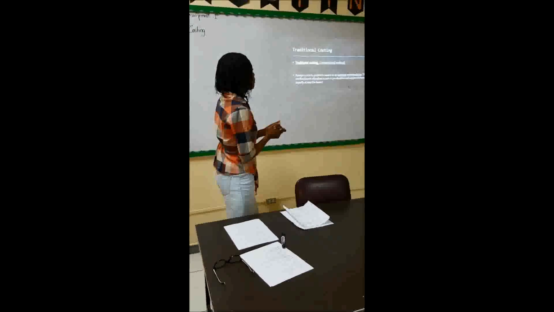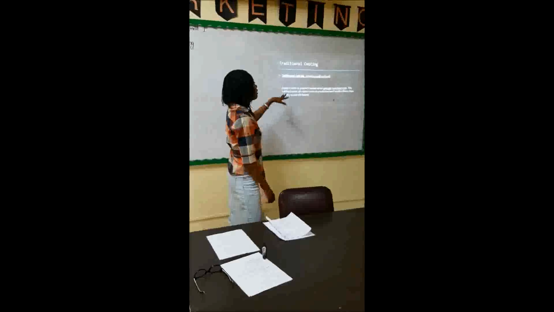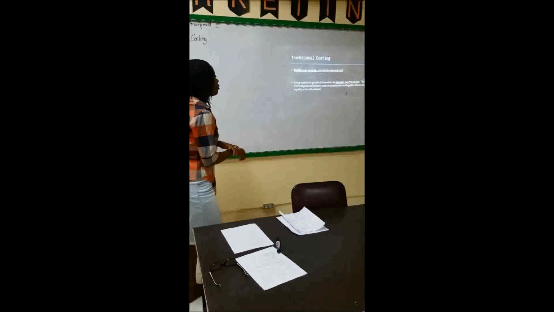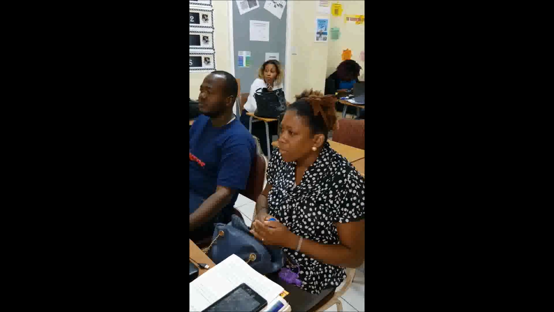And basically this is what we were saying just now. But this is a formal definition, and I'm going to ask Nicole to read for me, please. Traditional costing, conventional method. And this is another name for traditional costing. Conventional method. Wonderful. Assign cost to products based on an average overhead rate. This method pools all indirect costs in production and applies these costs equally across the board.